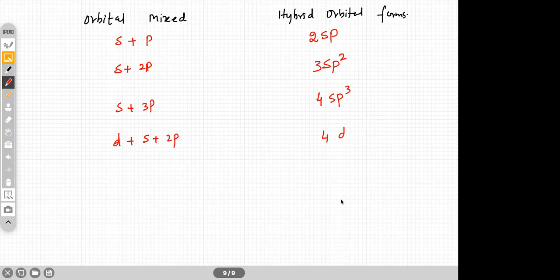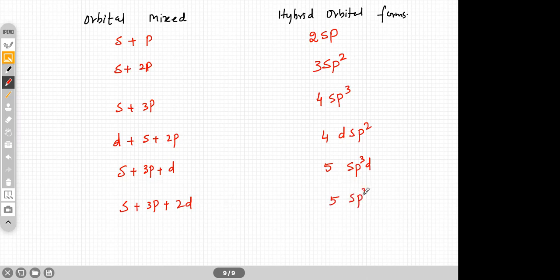dsp2 mostly you won't get here in this chapter, but you will get this in class 12 coordination compound. Right? We'll see that later. It is 4, not 5. dsp2, it is 4, not 5. If you have 1s, 3p, and 1d, that is 5 sp3d orbital we get. 1s, 3p, and 2d, 6 sp3d2. 1s, 3p, and 3d. Oh, it is 6, not 5. 1s, 3p, and 3d. So you will get 7 sp3d3.